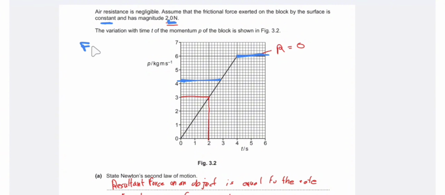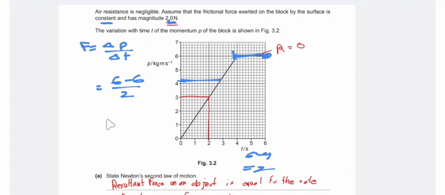Also we can calculate this. The resultant force is equal to change in momentum by change in time. So time is 4 to 6, that is, the difference in time is 6 minus 4, which is 2 seconds. And what is the change in momentum? The final momentum is 6, and the initial momentum at this point is also 6. So 6 minus 6, that is, the change in momentum is 0 by 2. So the resultant force comes to be 0.